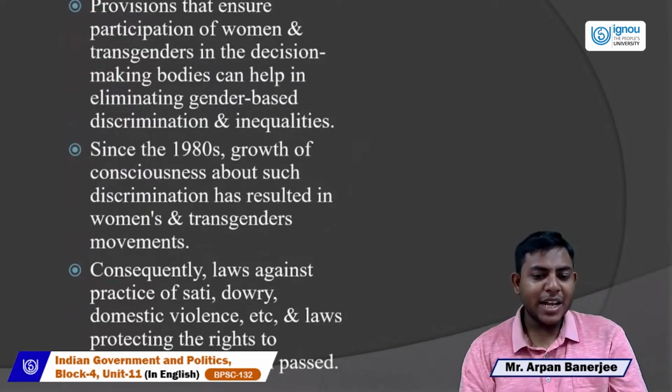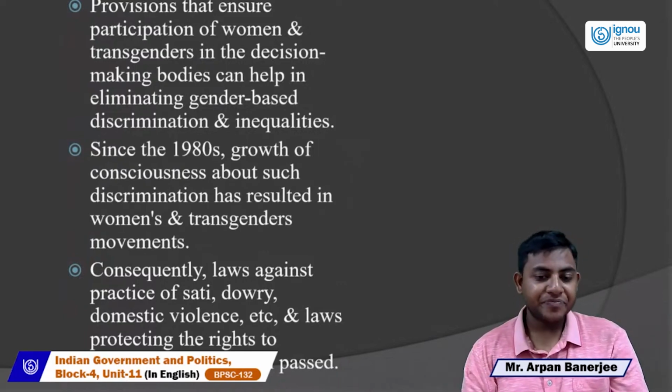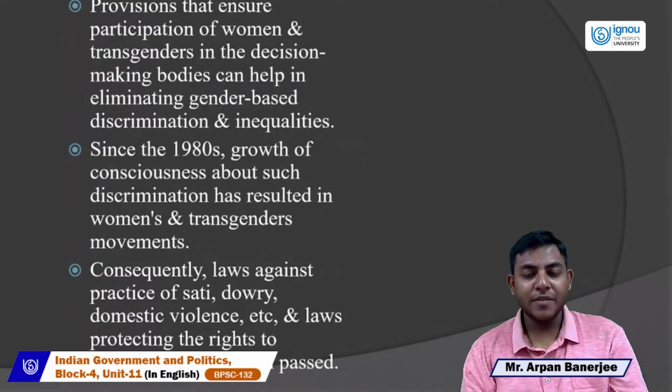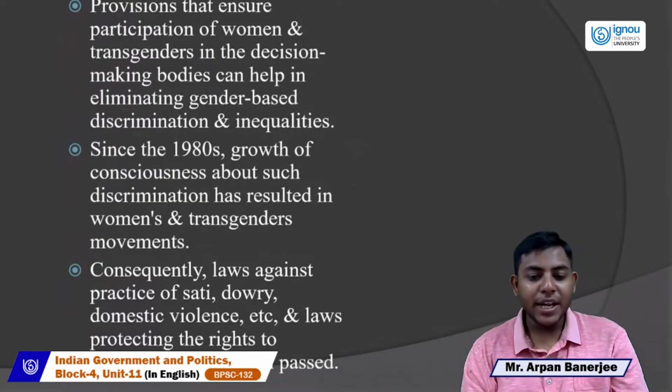movements. Consequently, laws against practices like sati, dowry, and domestic violence have been brought in. For example, the Dowry Prevention Act was brought in 1960 to curb this practice of dowry. However, what we observe is that this practice still goes on in a much more covert way. The law against the practice of sati was brought in 1829, and the last recorded case of sati in India took place in the 1980s.